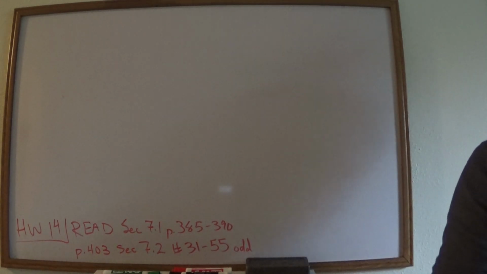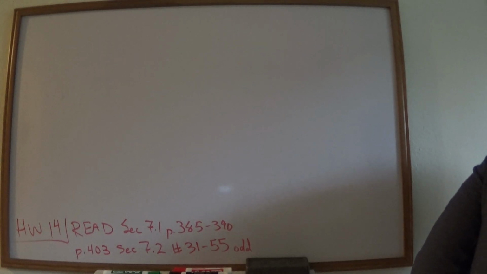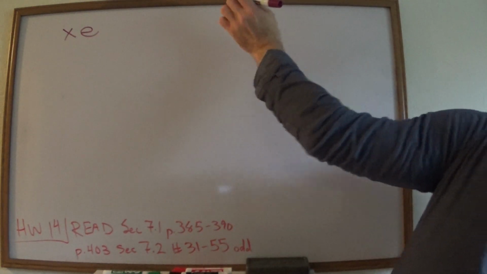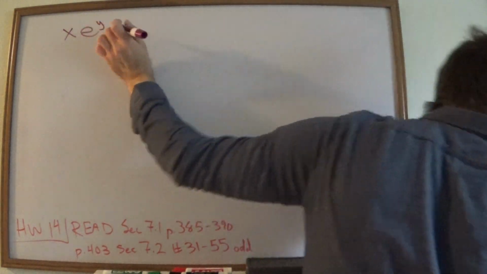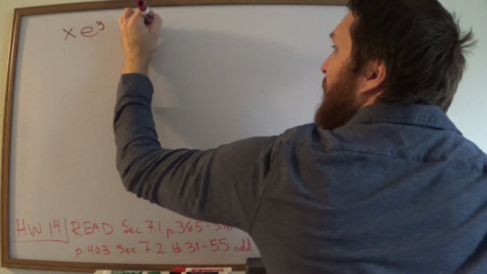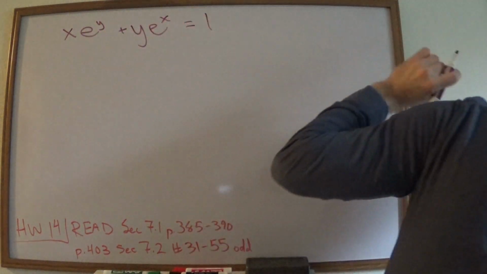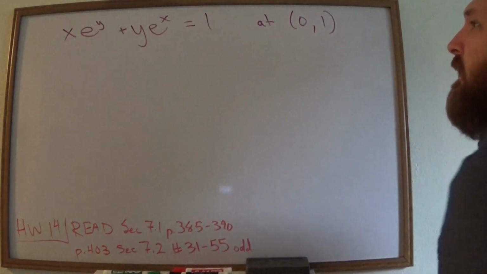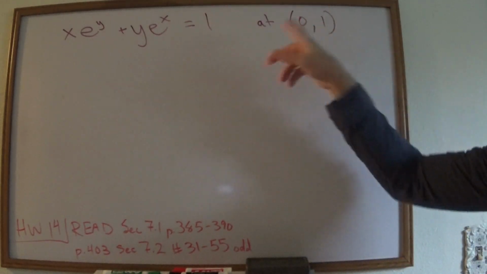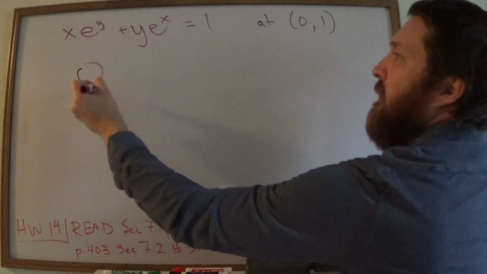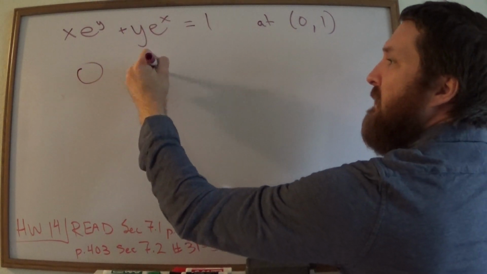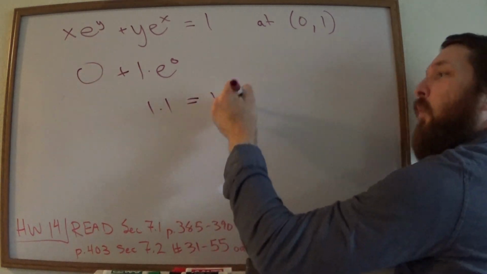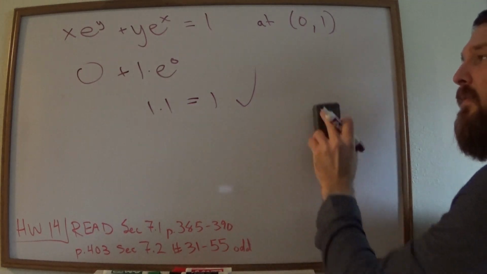Find the equation of the tangent line to this curve: x e to the y plus y e to the x equals 1. Find the equation of the tangent line at the point (0, 1). I can see that if I plug in a 0 for x, I get a 0. Plug in a 1 for y, I get 1 times e to the 0, which is 1 times 1, which is indeed equal to 1. So yes, that point is on that curve.